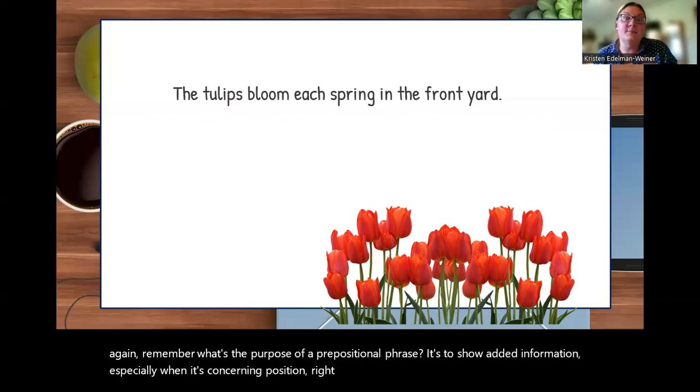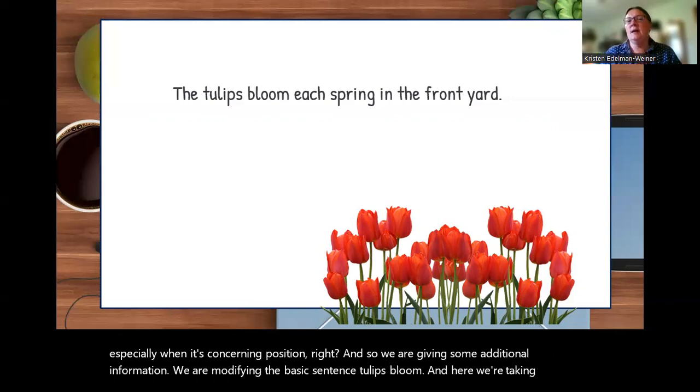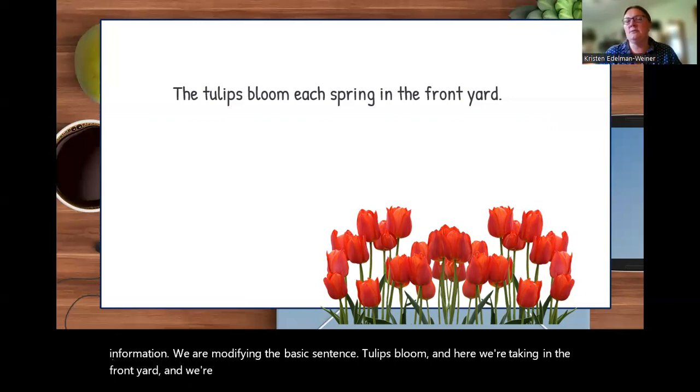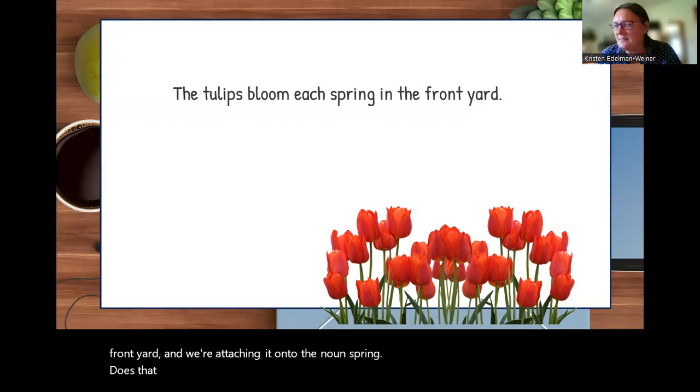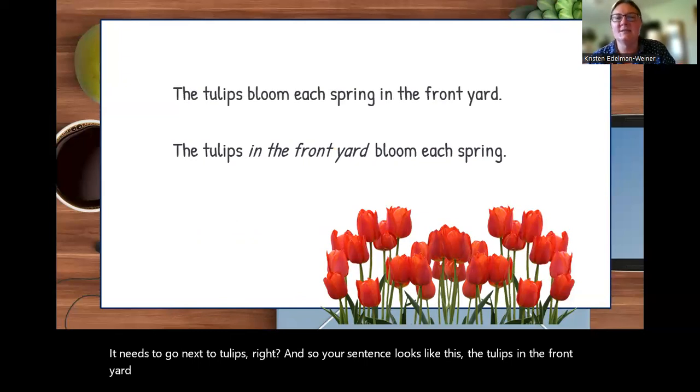And so we are giving some additional information. We are modifying the basic sentence, tulips bloom. And here we're taking in the front yard and we're attaching it onto the noun spring. Does that make sense? No. Where does it need to go? It needs to go next to tulips, right? And so your sentence looks like this. The tulips in the front yard bloom each spring. Much better.